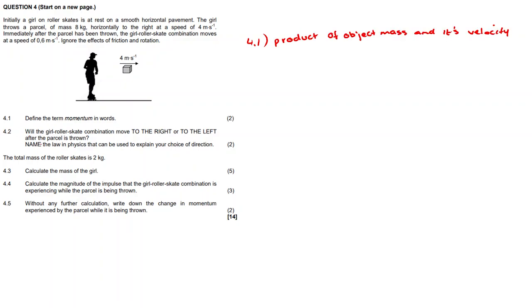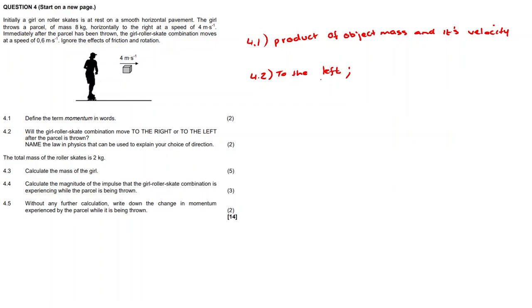Question 4.2. Will the girl roller skate combination move to the left or to the right after the parcel is thrown? Name the law in physics that can be used to explain your choice of direction. As the girl throws the parcel to the right with a force, we know that usually you would move in the opposite direction, as you have thrown force in this direction and exert an opposite force. Each force has an opposite force that is exerted. Therefore, she will move to the left.